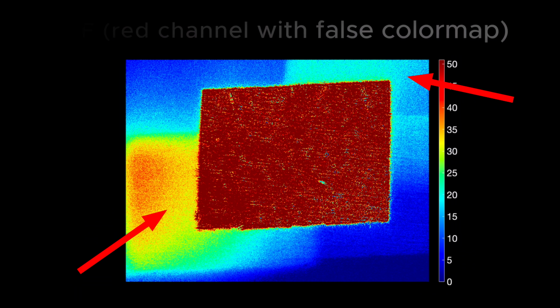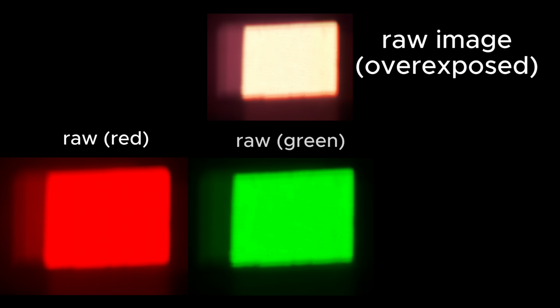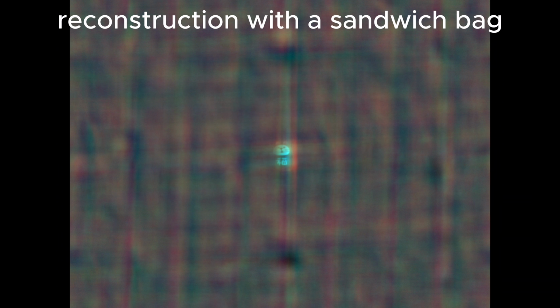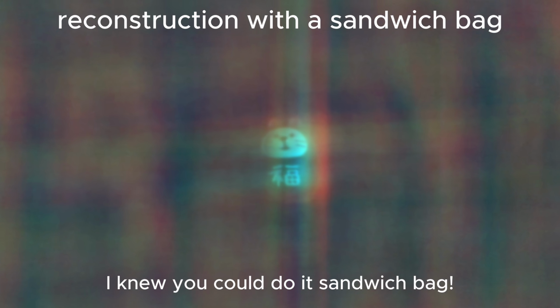The second issue is that the raw data is overexposed. If the raw image doesn't have structure, then the reconstruction isn't going to work. Luckily, you can still see the cat in the reconstruction, so there must have been enough structure in some of the color channels.